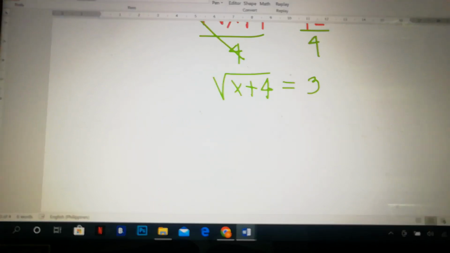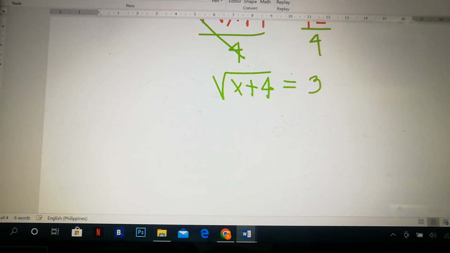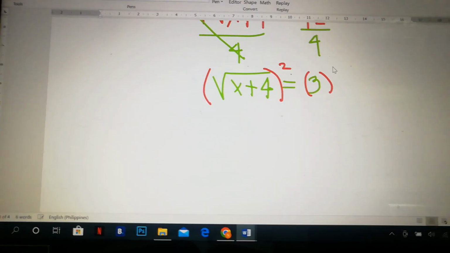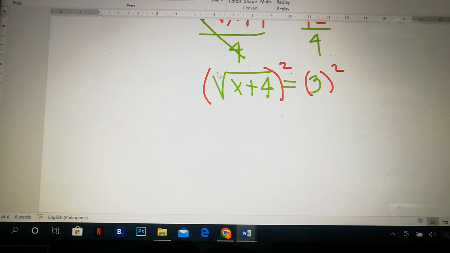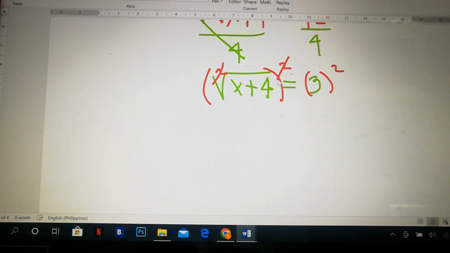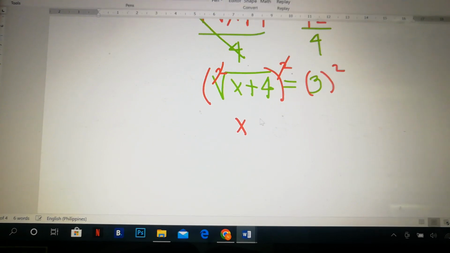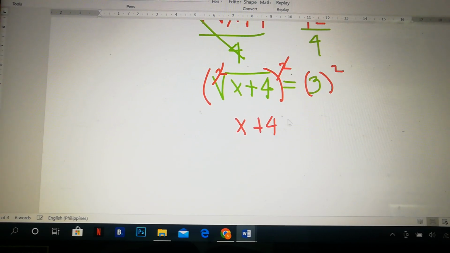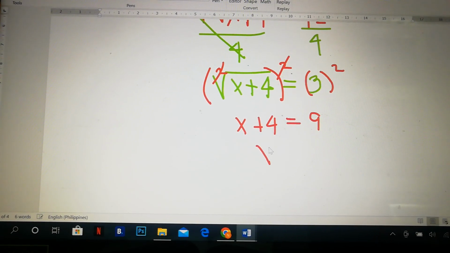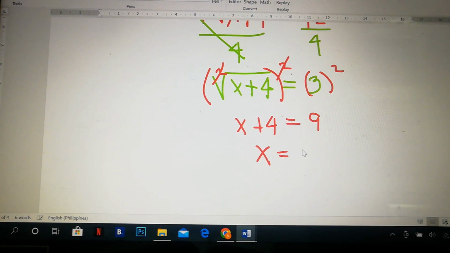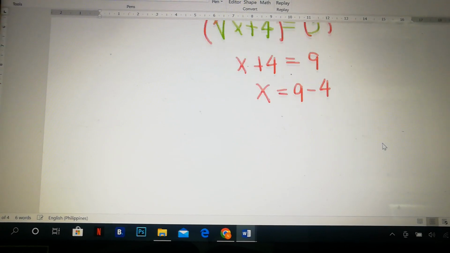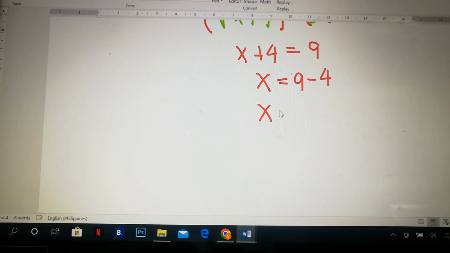Okay, so to remove the radical, we square both sides of the equation. Square root of x plus 4 is squared, so just simply cancel the index with the exponent. That is equal to x plus 4 is equal to 9. So x is equal to 9 minus 4. Transpose positive 4 to the other side, that becomes negative 4. So x is equal to 5.